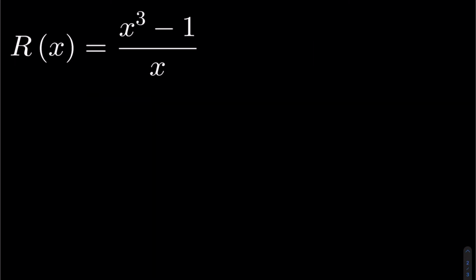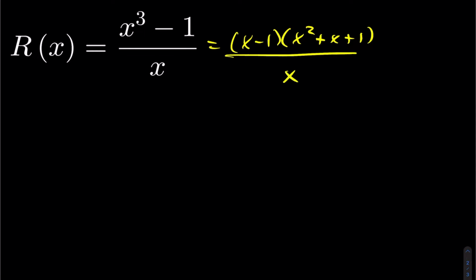Take a look at this rational function here. You still want to approach this question just like the others. You want to look to see whether there's any factoring that can be done right away. Looking at this question, I see right away I have a difference of cubes. So this will factor into x minus 1 times x squared plus x plus 1, and we take that entire expression and divide it by x.